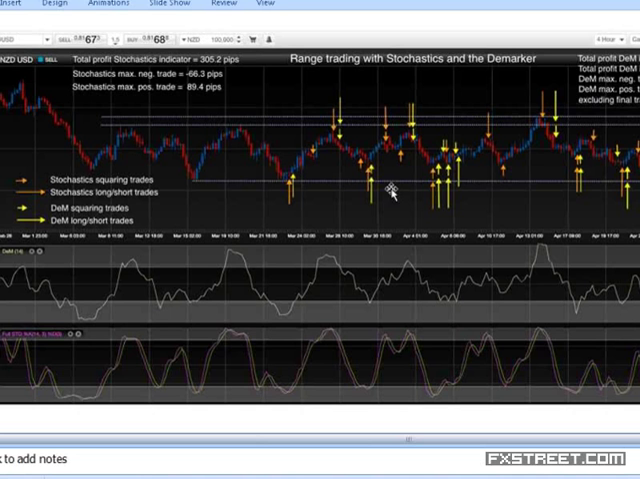Just have a look at the arrows here. You can see the long arrows denoting the long trades and the short trades. The short ones are squaring trades. It's the same for the Demarco, the yellow arrows here, the same thing.